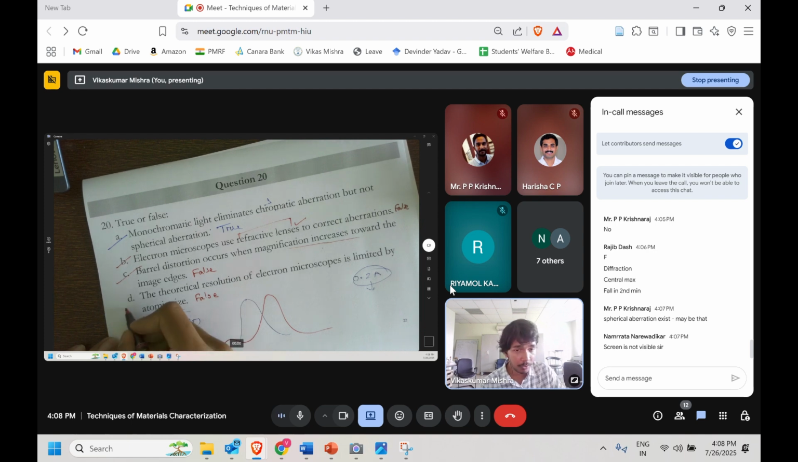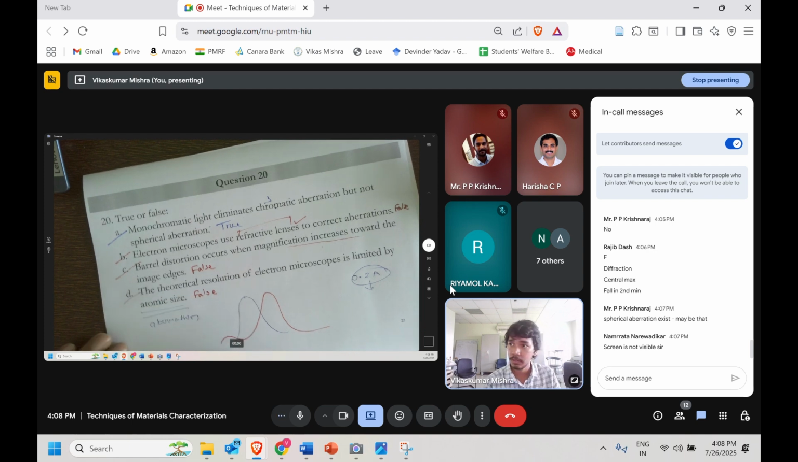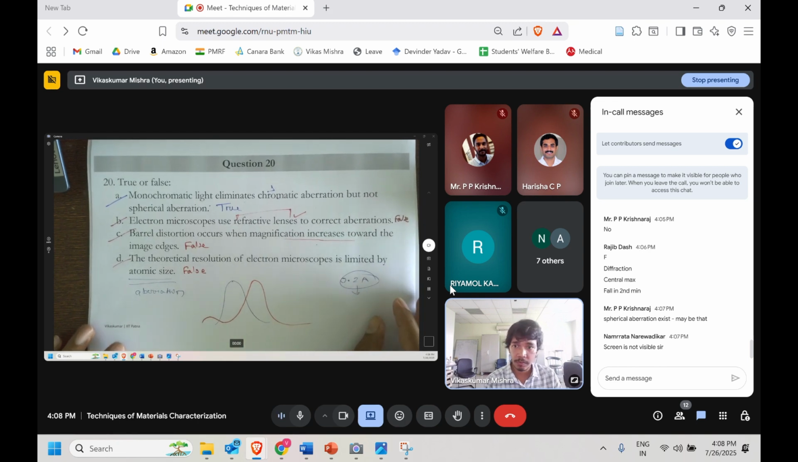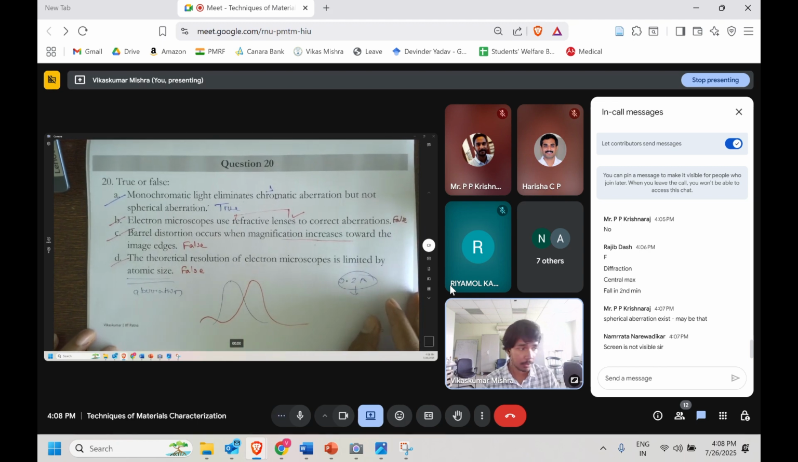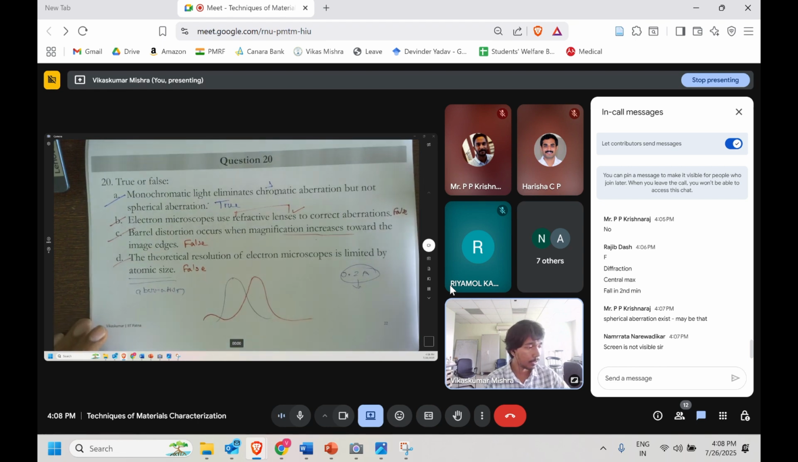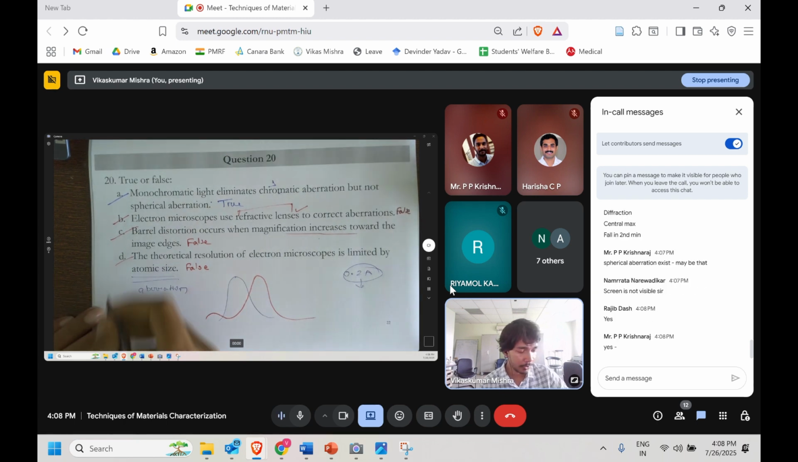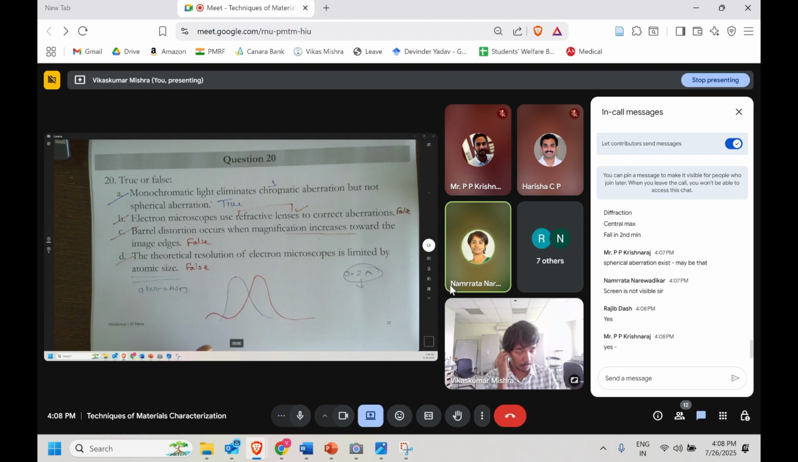So with that, we have solved this question. Screen is not visible. Is it fine, guys? Pardon me for that. Okay, that's good. It's visible now. Okay, thanks, Namrata.